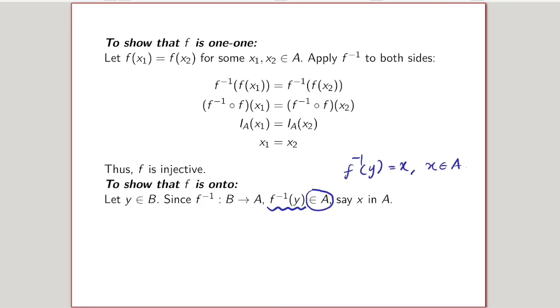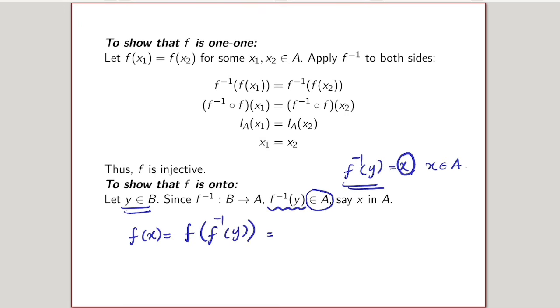Now, I am going to show that this x is the required pre-image of y under the map f. So we are going to find f of x. I need to show that f of x is y. So we can take f of x is equal to f of, already we know that x is nothing but f inverse of y, so we can put f inverse of y.